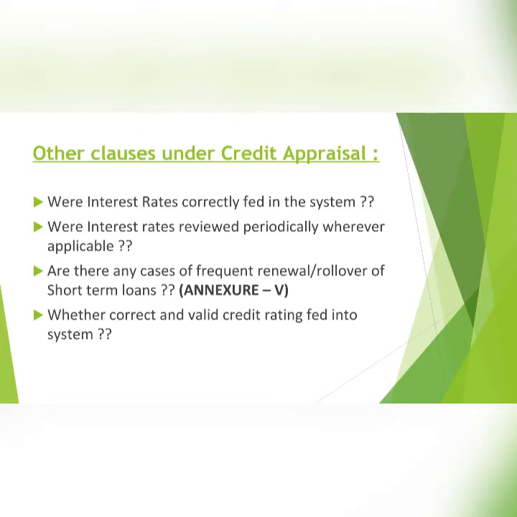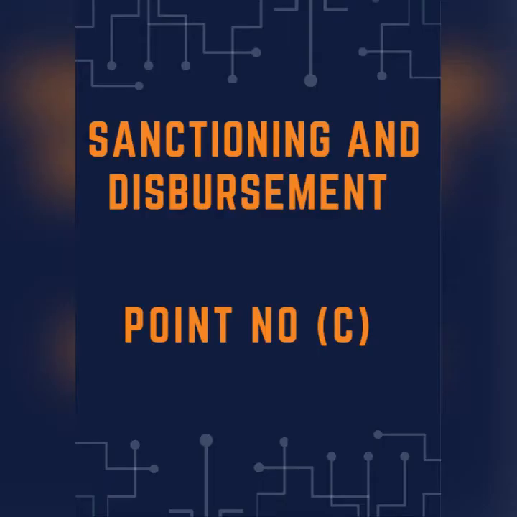Under credit appraisal, it also asks whether the correct and valid credit rating was fed into system or not. So for this, we need to check the advances to which the credit rating is applicable. Then we can check the credit rating from the jotting report and then take out the master of that particular account and check in it. This way, we can report the cases where the same is not available in the system. So this is all about point B, credit appraisal.